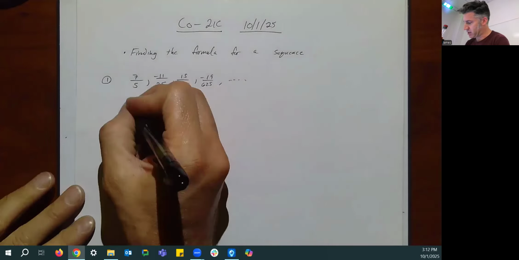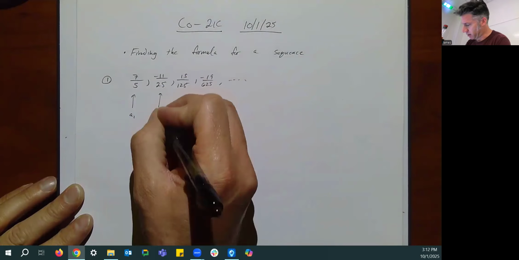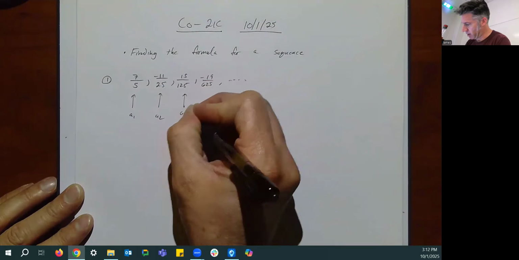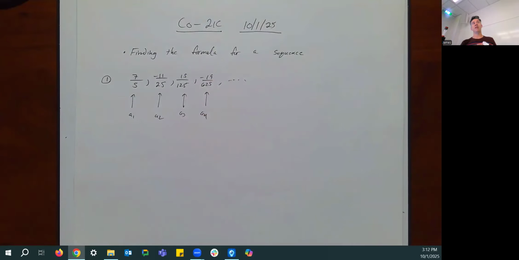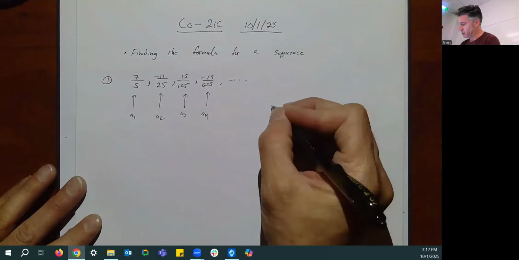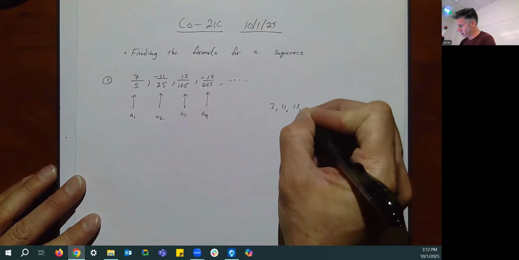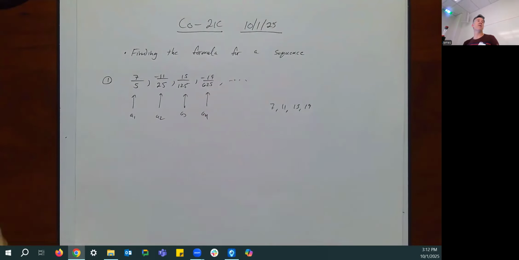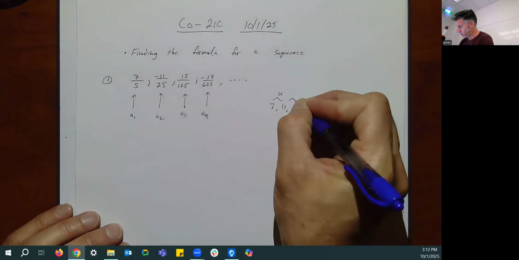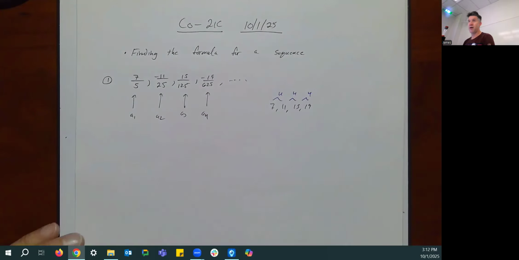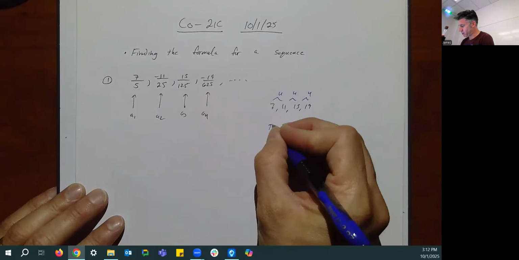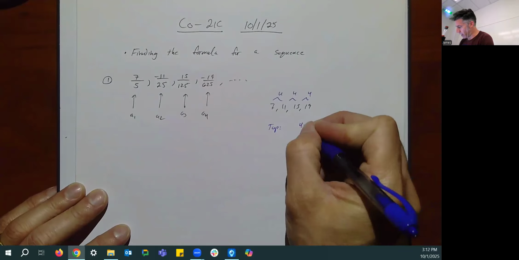So we're going to think of this as our a sub 1, this is our a sub 2, a sub 3, etc. So let's deal with the top first. And I'm going to deal with it in a non-alternating fashion. So if I look at 7, 11, 15, 19, I see that those terms are increasing by the same amount each time. I'm increasing by 4, by 4, by 4. So I'm pretty sure the formula for the top part of this is going to be 4 times n plus or minus something. So the top part, we're going to need a 4n.